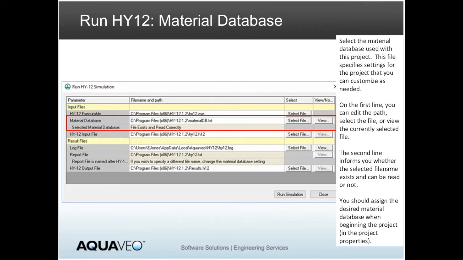Select the material database used with this project. This file specifies settings for the project that you can customize as needed. We've already looked at this file earlier. On the first line in this window, you can edit the path, select the file, or view the currently selected file. The second line informs you whether the selected file name exists and whether it can be read or not. You should also assign the desired material database when beginning the project in the project properties.